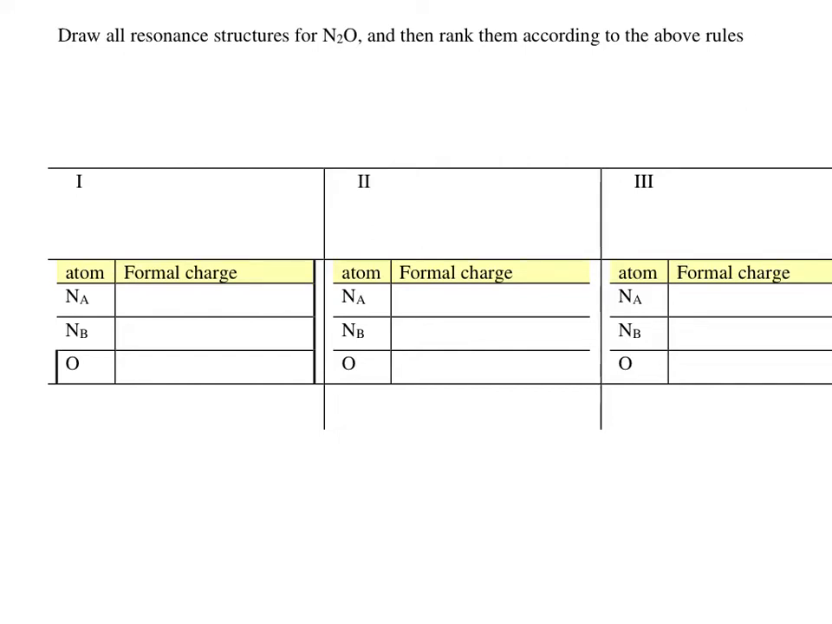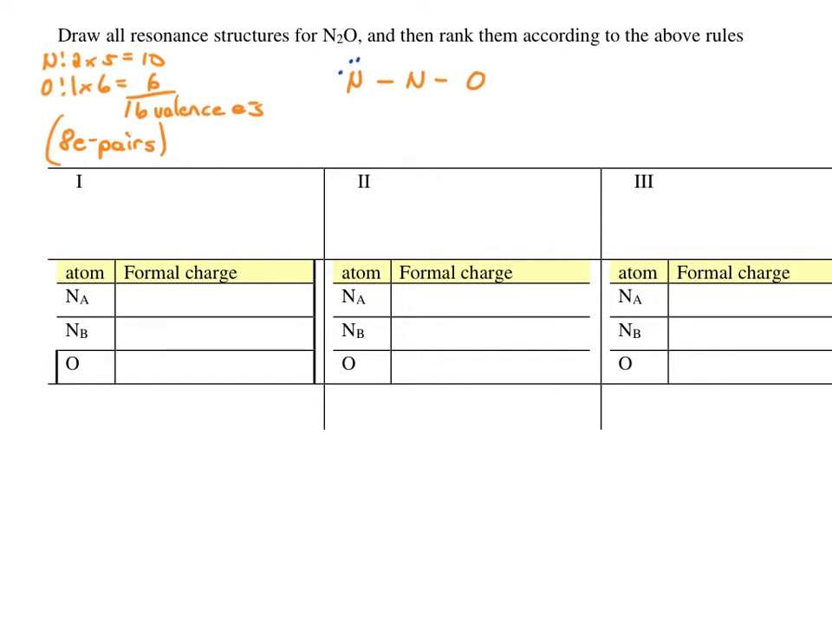We're asked to rank the relative stability of some resonance structures. So the first step is to draw the resonance structures. We see that we have 8 electron pairs to distribute. And once we complete the octet of the outside atoms, we see the center atom is electron deficient by 2 electron pairs. So we're going to have to use the lone pairs on the outside atoms to create either 1 triple bond or 2 double bonds.